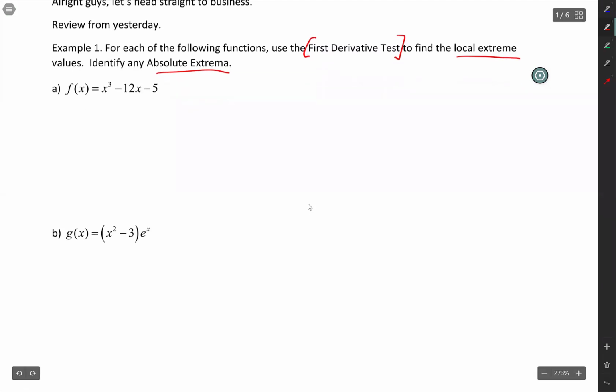So here we go. Without graphing, relax, miss. I'm just trying to make you better.